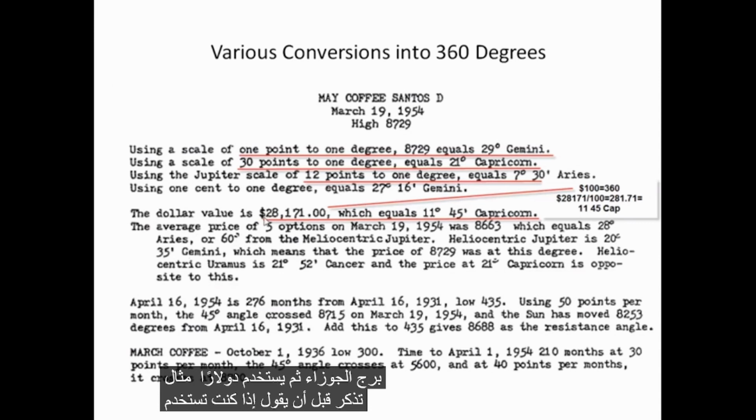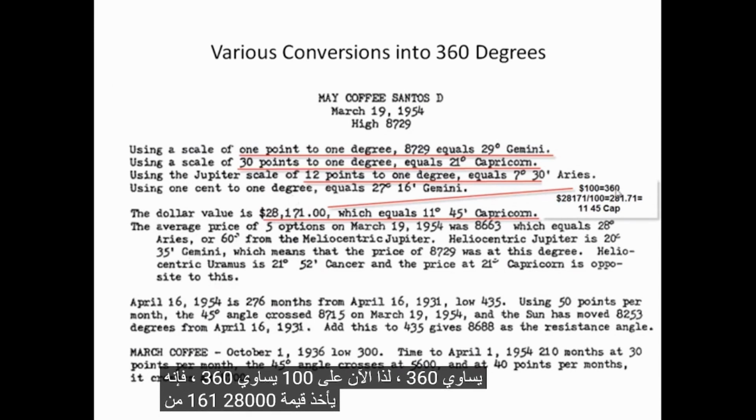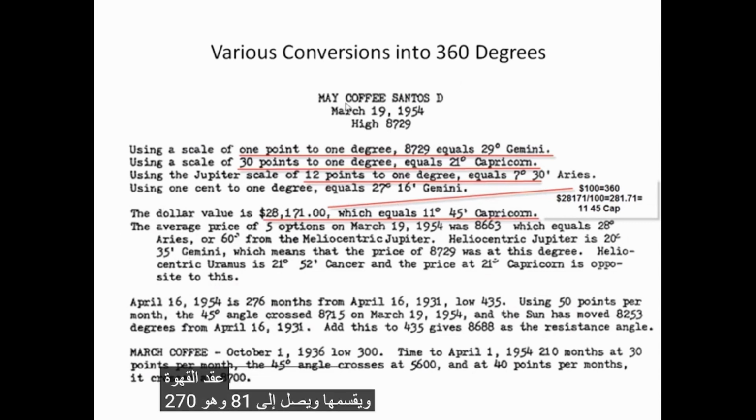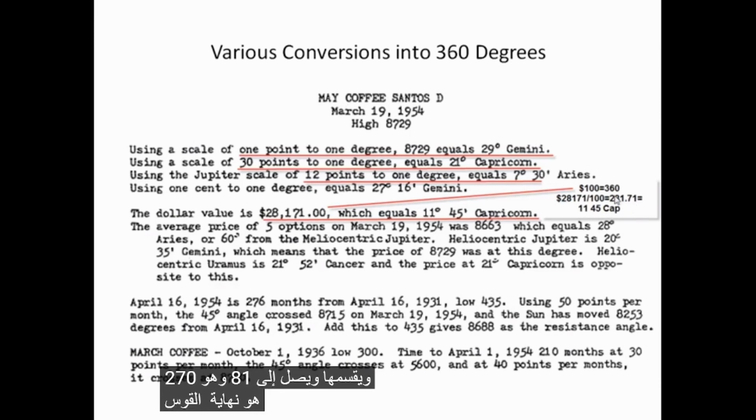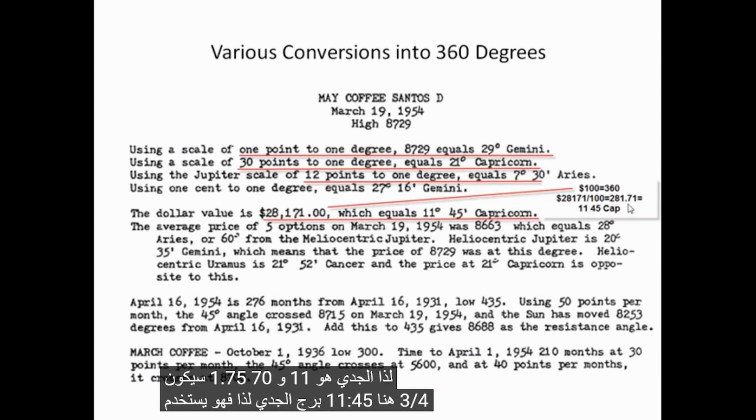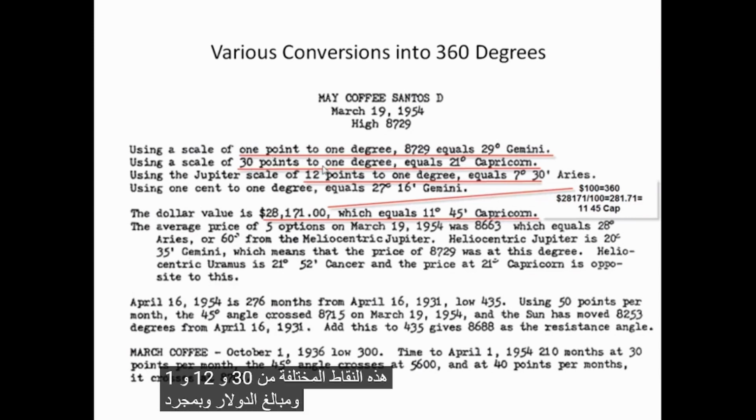Remember before he said if you use dollars, use 100 or par instead of 360. So now on the 100 equals 360, he's taking the 28,161 value of the contract of coffee. He's dividing it out and he's getting 281, which is, 270 is the end of Sagittarius. So Capricorn is 11, and 71.75 would be 3/4 here, 11.45 Capricorn. So he's using these various points of 30 and 12 and 1 and dollar amounts.